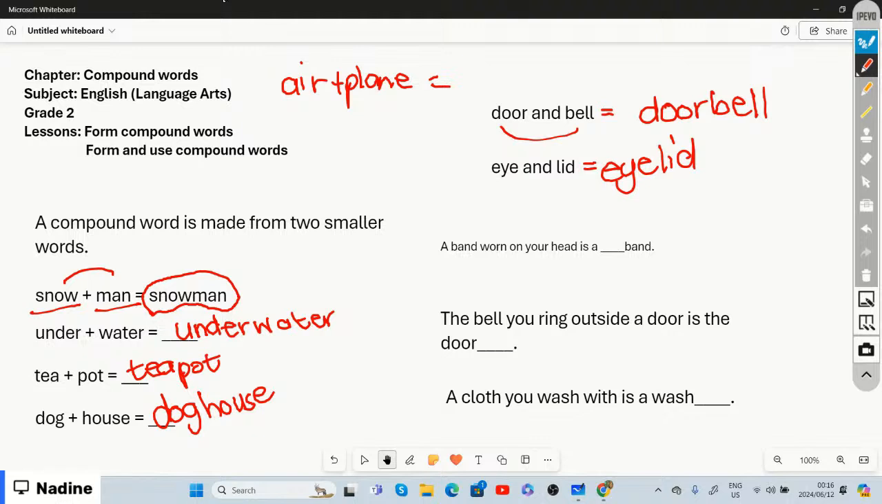So then we have these two words. Yes, door plus bell, a plus plane. As soon as these two words can stand on their own, like a can stand on its own, plane can stand on its own. But once we join those two words, we then get, for example, one word, which is airplane, right?